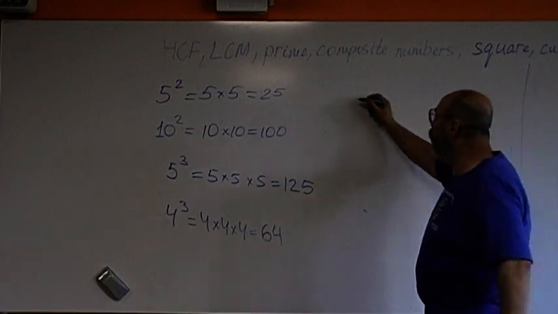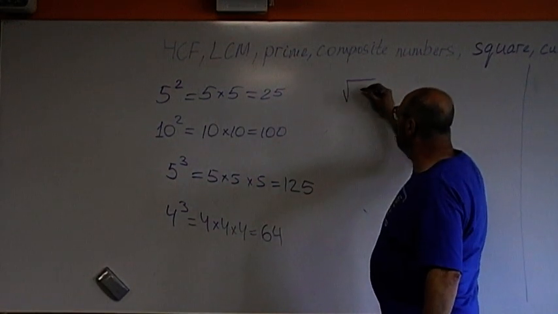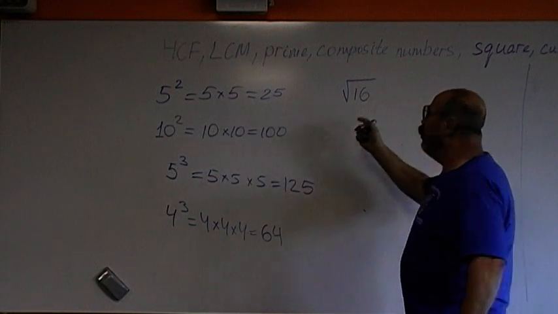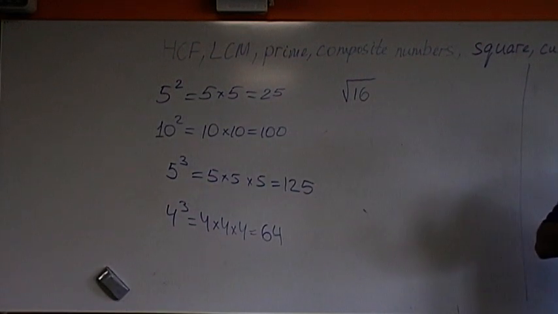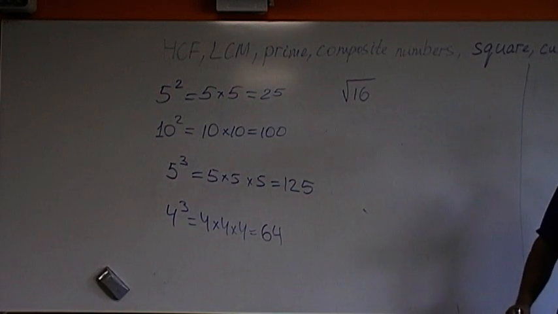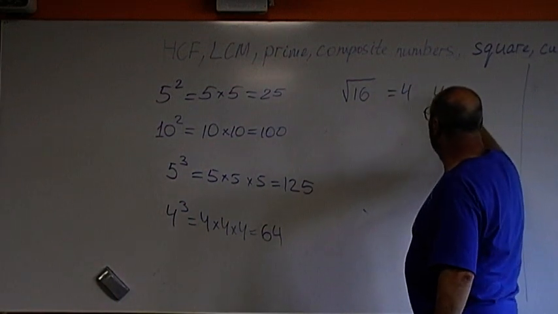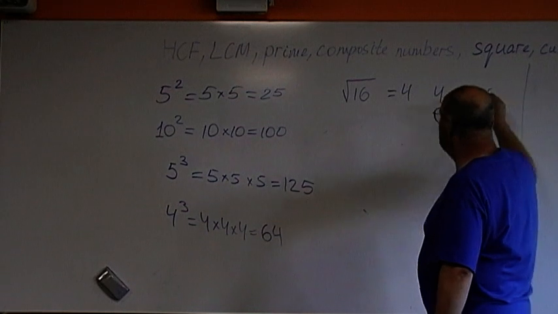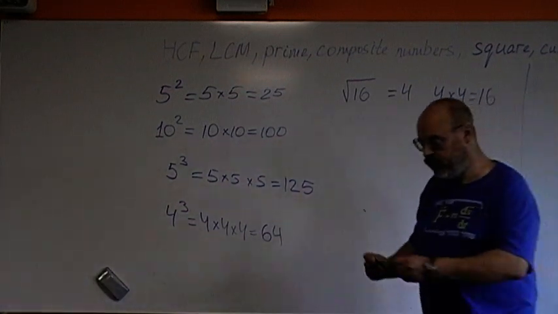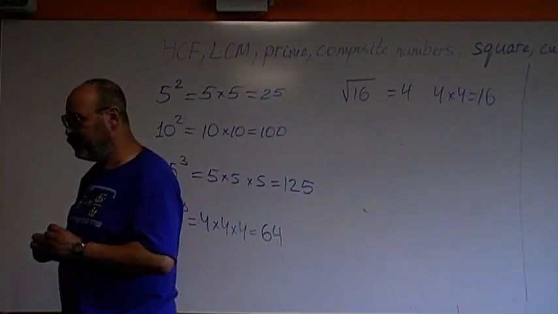So when I have a question, square root of 16, what does this question ask you? Which number times itself equals 16? Four. It equals 4 because 4 times 4 equals 16. Like the square root of 25 is 5.